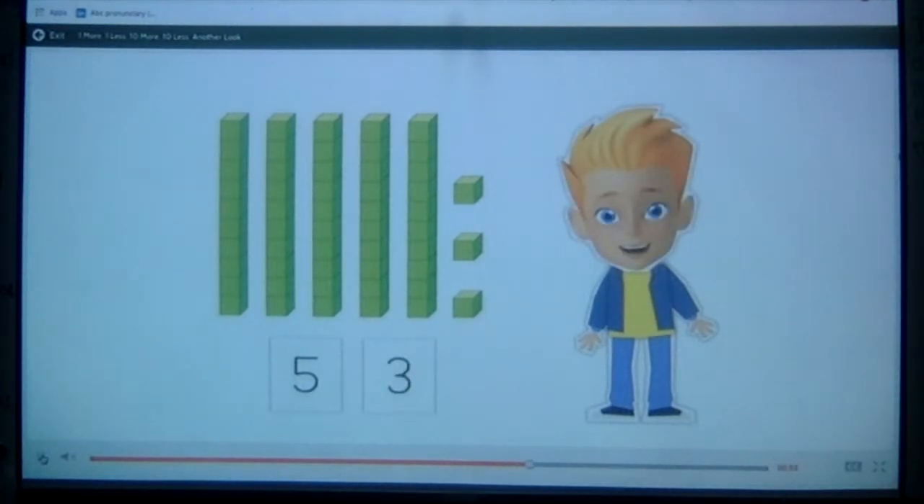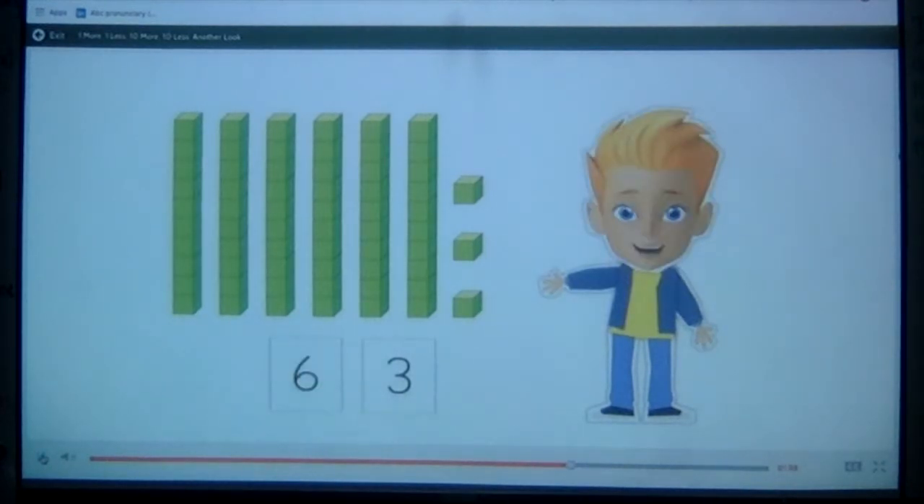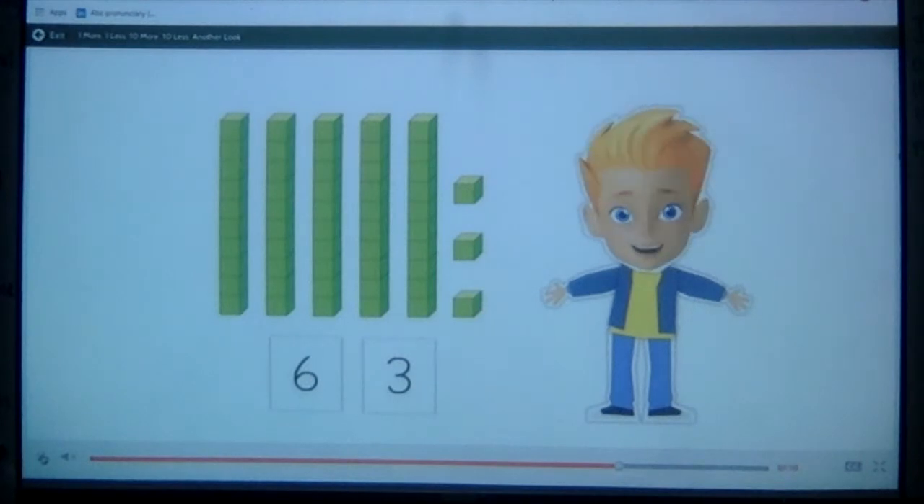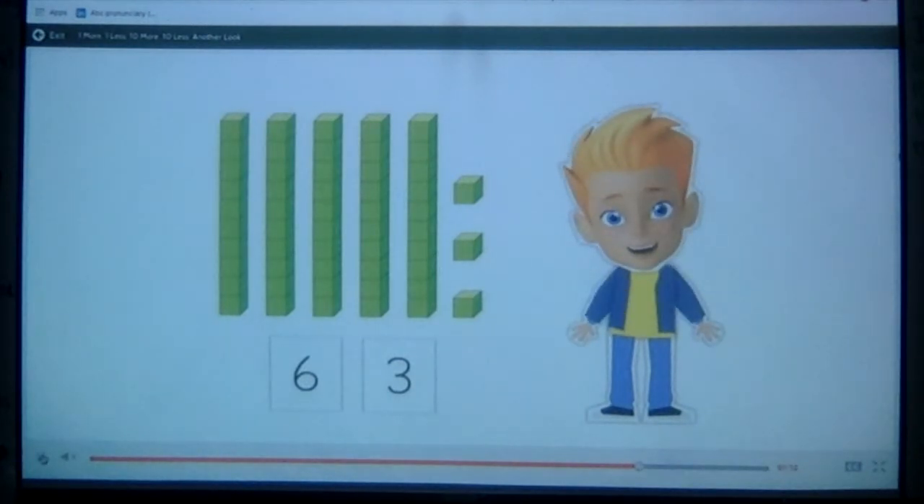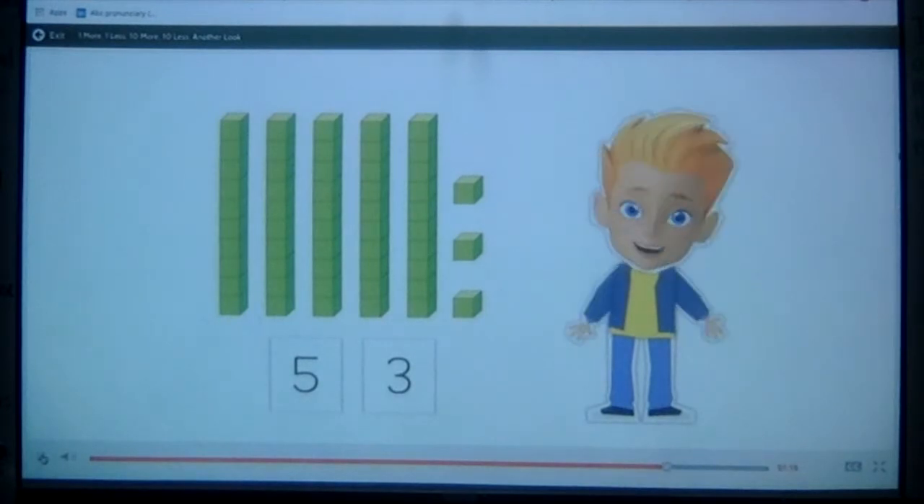See what happens when I add 1 more 10? 10 more than 53 is... 63. The tens digit increases by 1. And 1 less than 10? The tens digit goes down by 1, from 6 to 5. When we add 10, the number is... 10 more. And when we subtract 10? The number is 10 less. Great job. I think we did enough for today.